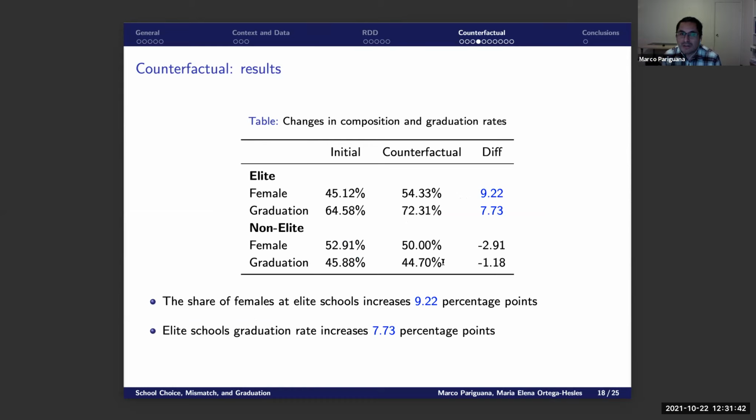About the results of the counterfactual, first of all, now at elite schools, we're going to see more females. And this is because females have higher GPAs than males, and now we're putting some weight on GPA. So we see 9 percentage points more females. The graduation rate is going to increase close to 8 percentage points in our counterfactual. There are going to be some effects at non-elite schools, but they are minimal. And overall, the graduation rate in the system is going to increase by 1 or 2 percentage points, which I didn't put in this table.